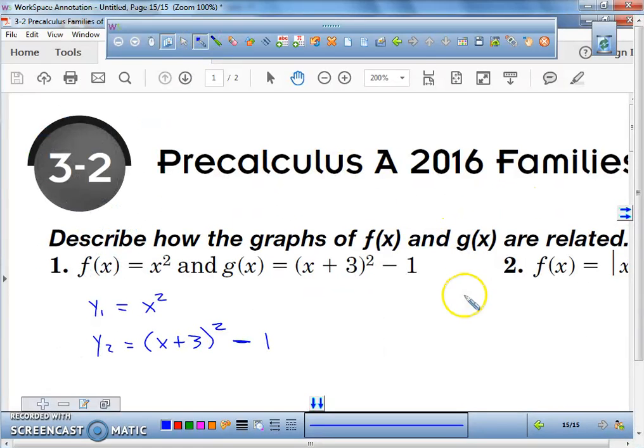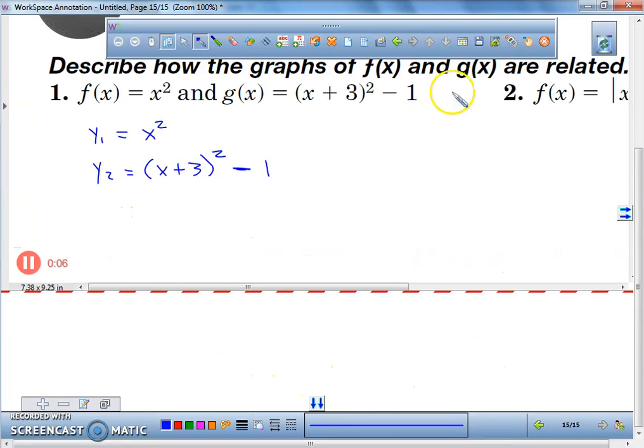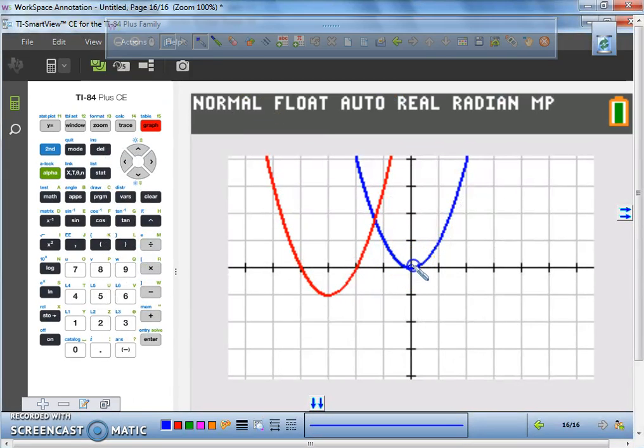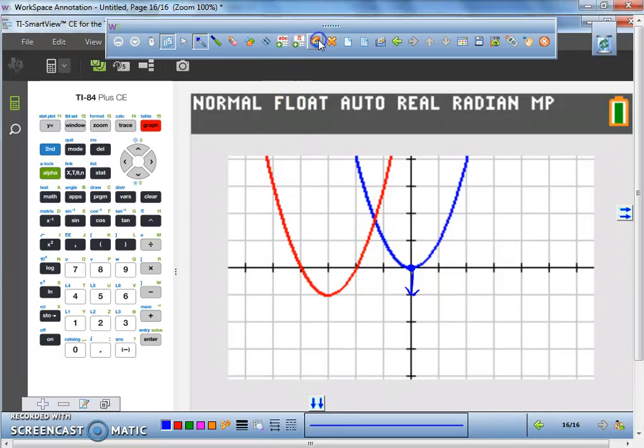Alright, so what happened to the graph? Let's go back and look at it. From here, it looks like it went down 1 unit and it went over 3 units, correct? Or you could say it went over 3 units and down 1 unit. But here's what I want you to put on your paper.